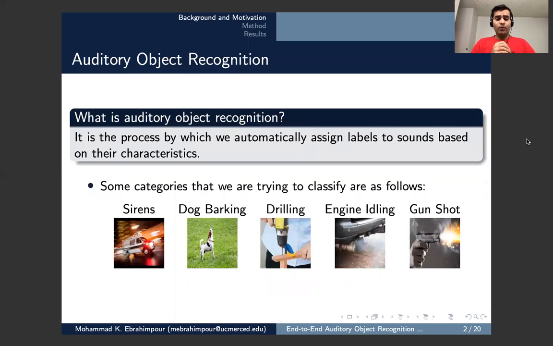So first, let me define what is auditory object recognition. Basically, auditory object recognition is a process in which we want to assign labels to sounds based on their characteristics. Some of the categories of interest here are sirens, dog barking, drilling, engine idling, and gunshots.